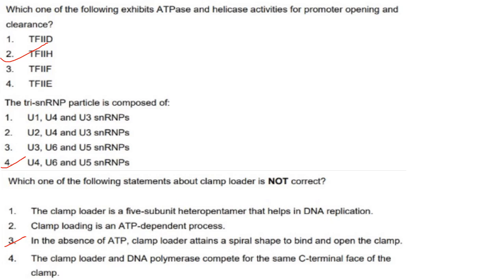Then next one. Which of the following exhibits ATPase and helicase activities for promoter opening and clearance? It is TFIIH.